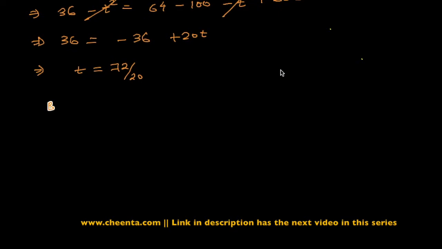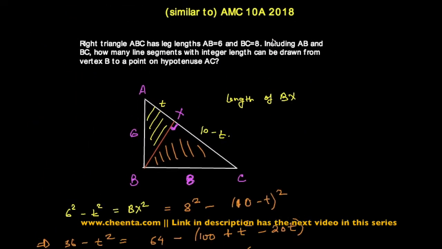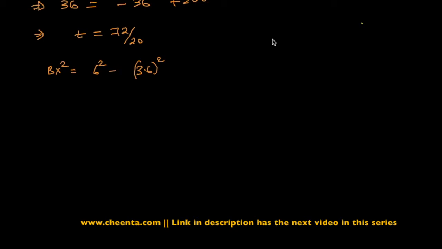So Bx whole square is 6 square minus 3.6 whole square. 72 by 20 is 3.6, of course. So all we need is an approximate value of Bx. There are a number of ways of computing this. Let me just do one.